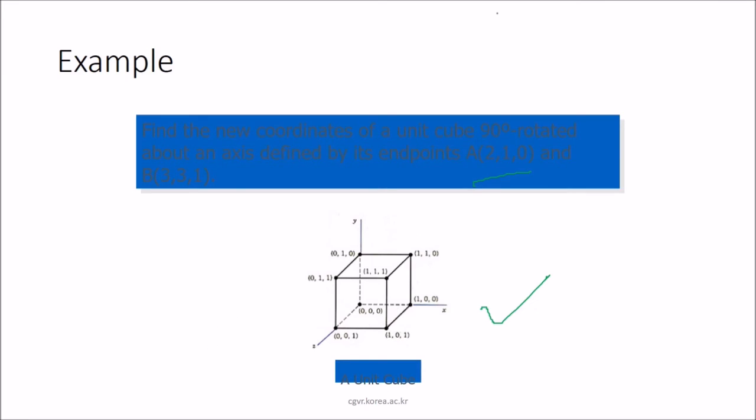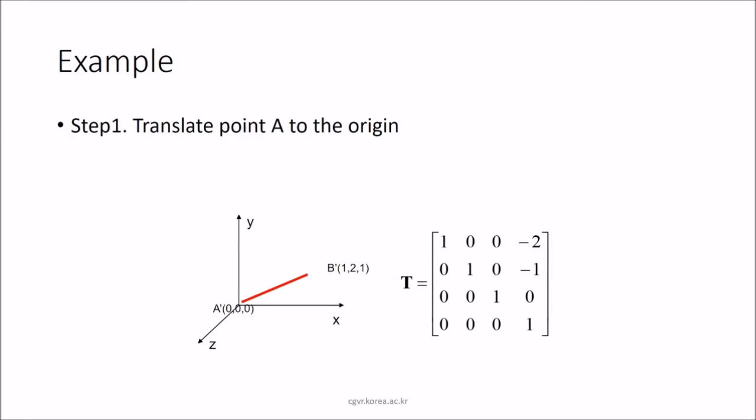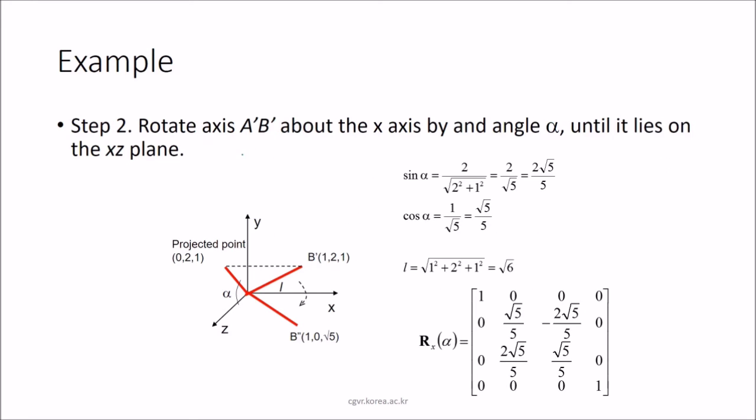You have these points (2,1,0) and (3,3,1). So you are trying to transform this (2,1,0), so that will be -2, -1, 0, and this is the translation matrix for transferring this point A to the origin. So now we rotate this A'B', which we just got, about the x-axis by a certain angle alpha until it lies on the xz plane, right?